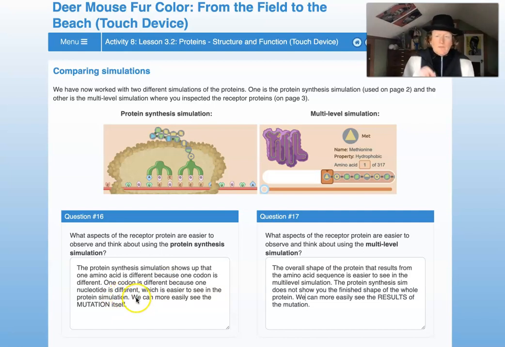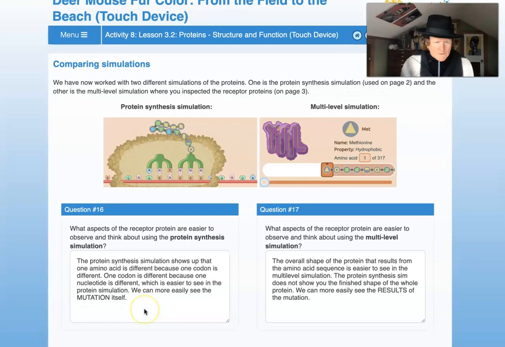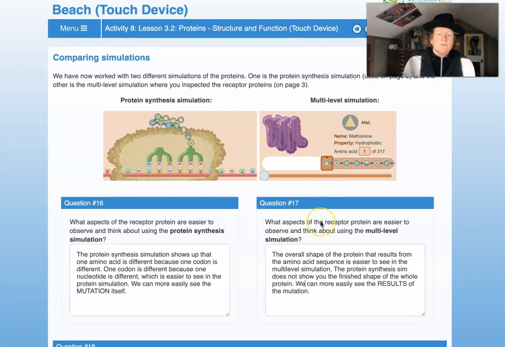And the one codon is different because one nucleotide, one of the GATC nucleotides on DNA, produces a difference in the RNA, which is GCAU nucleotides. We can more easily see the mutation in this particular simulation, so we can see what's going on at the DNA level. In this multi-level simulation, we can see the results of the mutation.